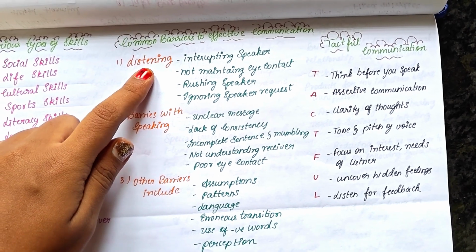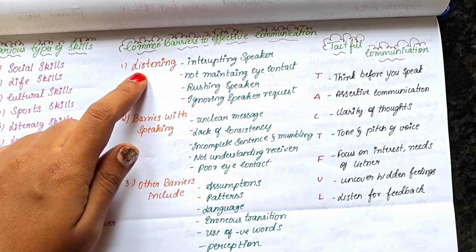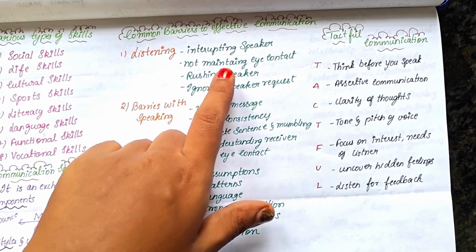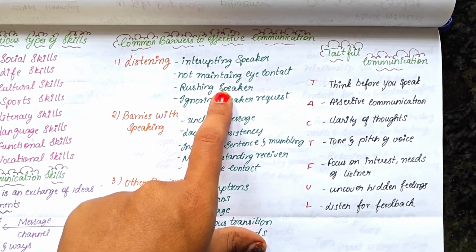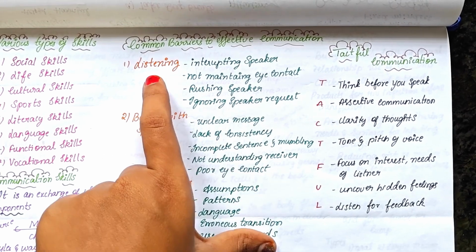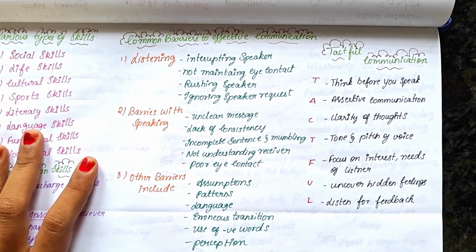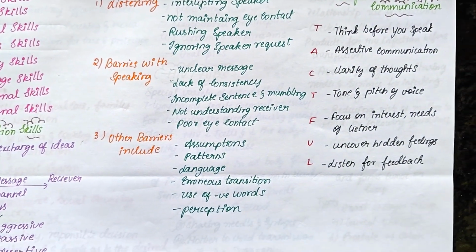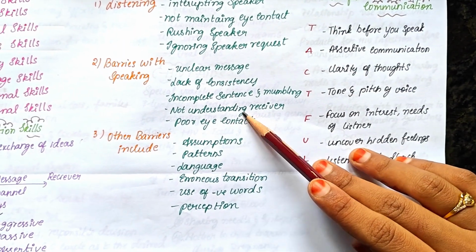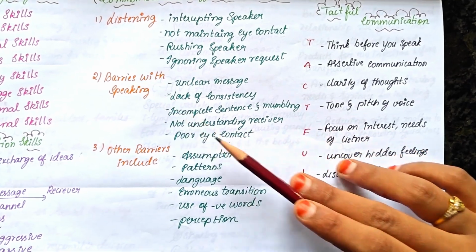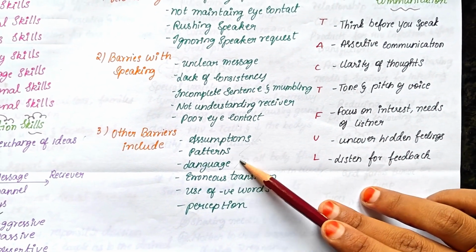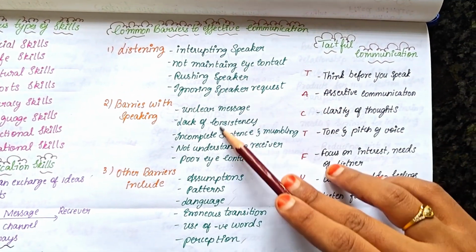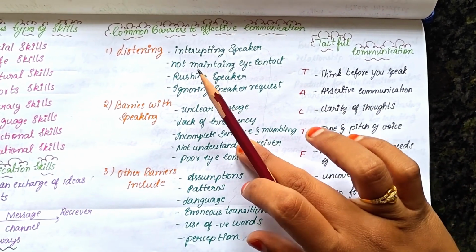Next, we come to the common barriers to effective communication. What are the common barriers? The listening barriers, the barriers with speaking, and other barriers. Interrupting the speaker, not maintaining eye contact, rushing the speaker, and ignoring the speaker come under the listening barriers. Coming to the barriers with speaking: unclear message, lack of consistency, incomplete sentences, mumbling, not understanding the receiver, and poor eye contact. What are the other barriers? Assumptions, patterns, language, erroneous transmission, use of negative words, and perception come under other barriers. These are all the common barriers which affect effective communication.